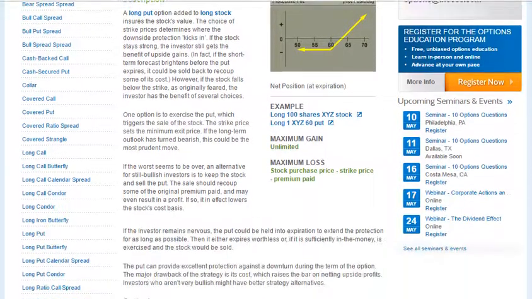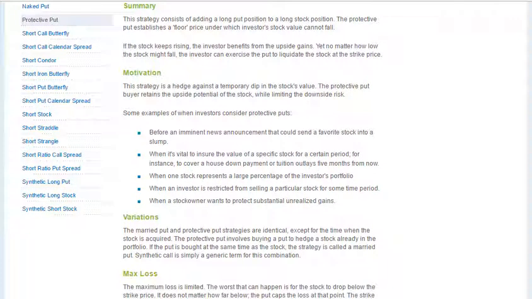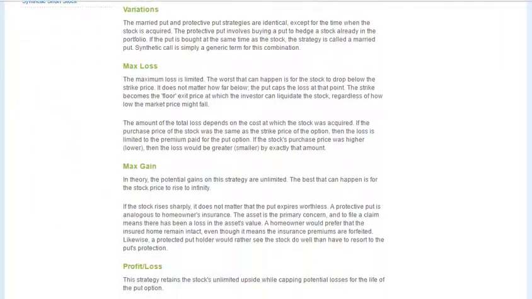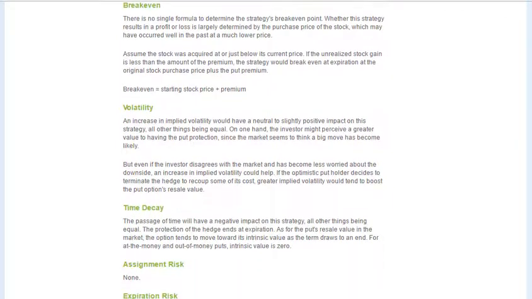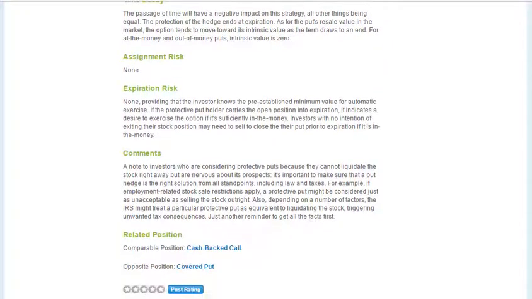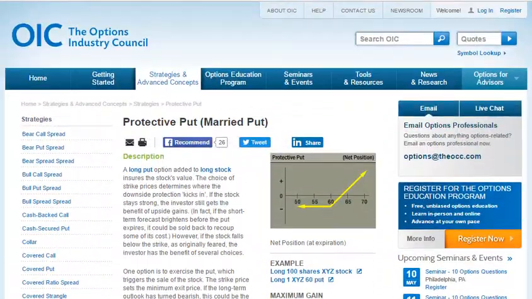Okay, just scrolling down quickly. I'm not going to read more, but you can see it's the outlook. You're bullish overall because you want to own the stock, but you worry about a sharp temporary decline in the underlying stock price. There's some summary, some motivation here, some maximum loss, maximum gain as well, profit and loss, the break even, volatility, time decay, expiration at risk. So once again, just to remind you that sometimes you can go outside of the curriculum to help complement your education, and this is one website that I highly recommend.